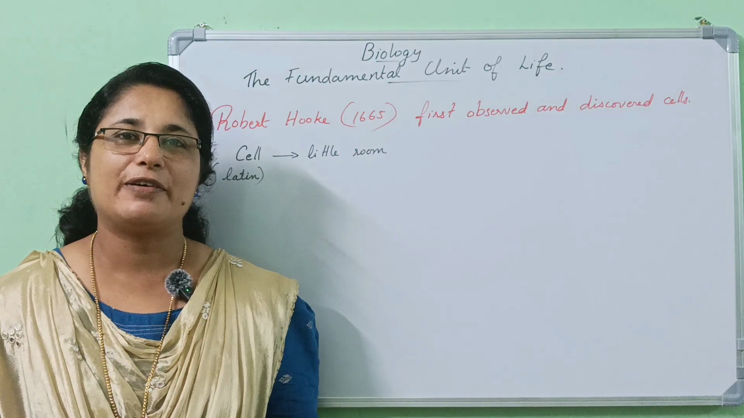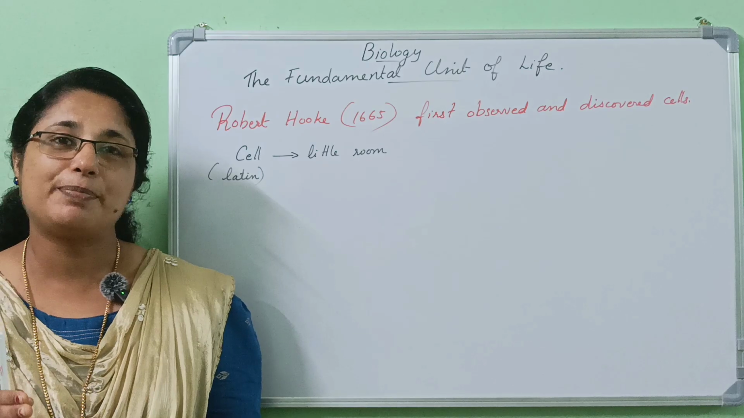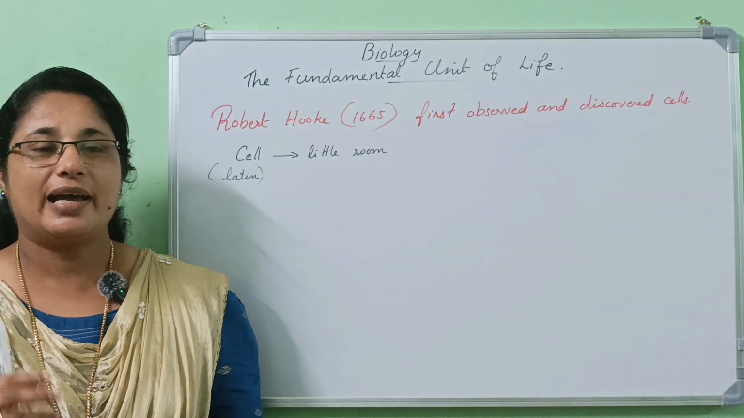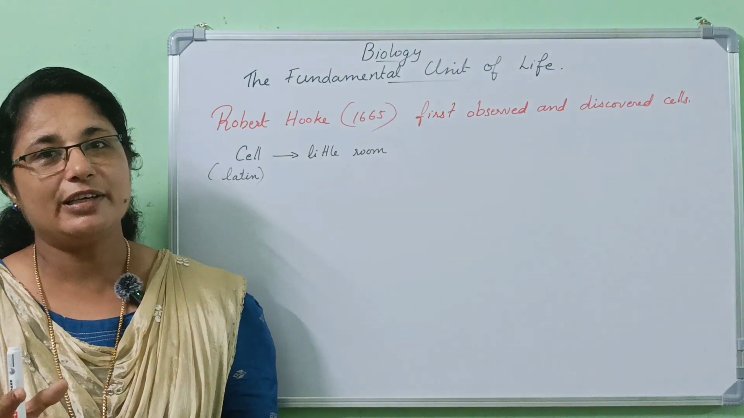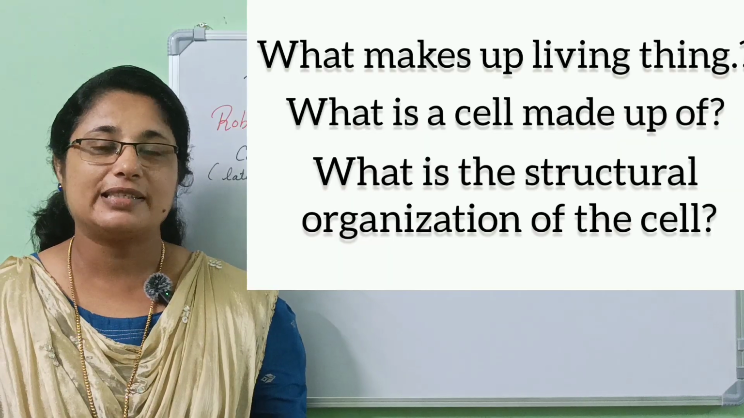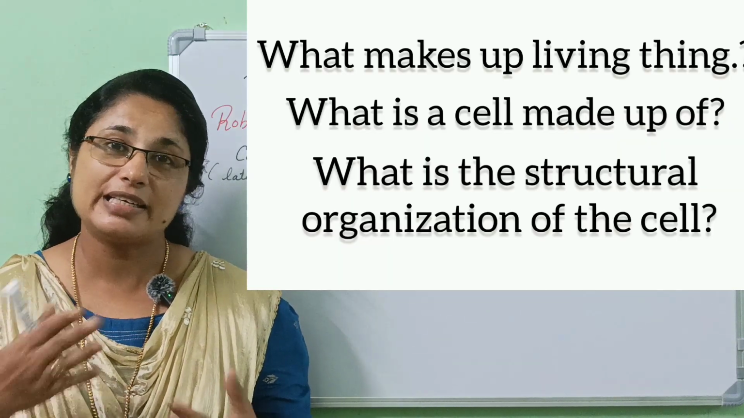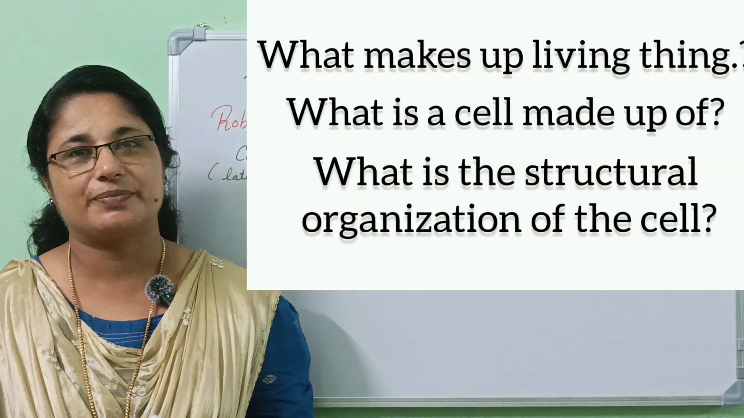Now let us begin our fifth lesson of CBSE class 9 science, the fundamental unit of life. And welcome to the first part of our new chapter. In this part, we will find out what makes up living things, what a cell is made of, and how the inside of a cell is arranged.